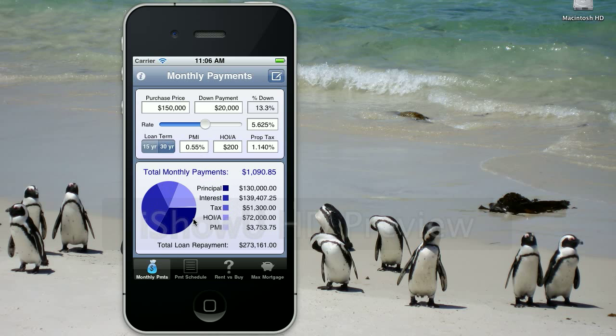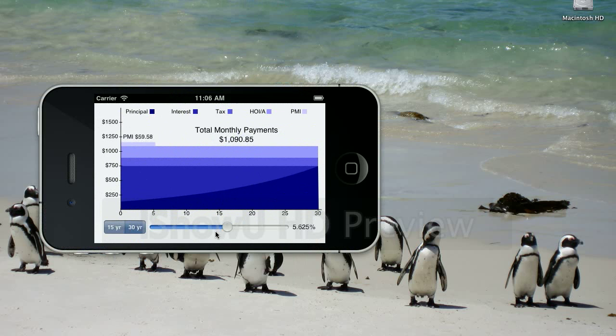The pie chart breaks down what percentage of your monthly payments go to the PITI. So that's principal, interest, tax, insurance, and of course the private mortgage insurance if that applies to you. When you rotate the device, instead of the pie chart, you can see the amortization over time.